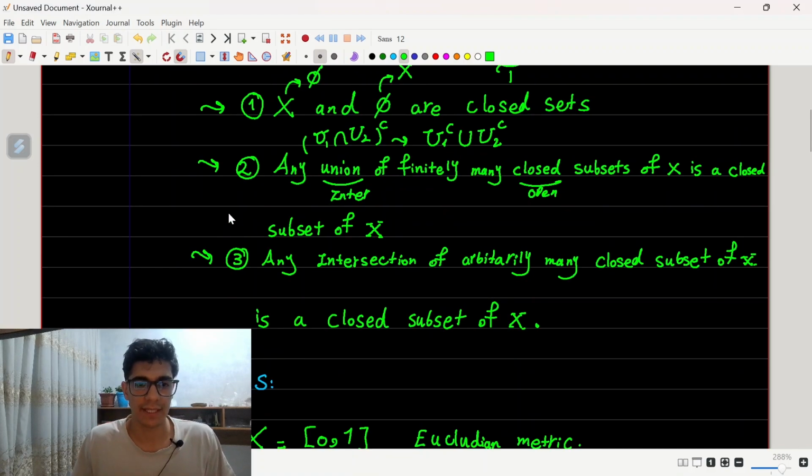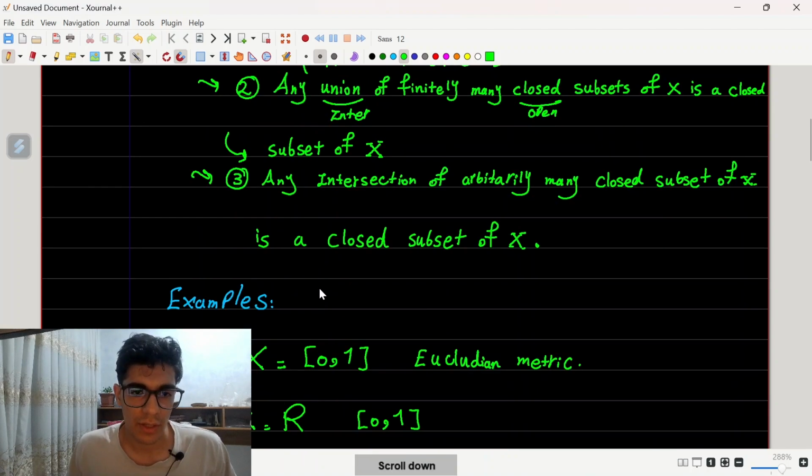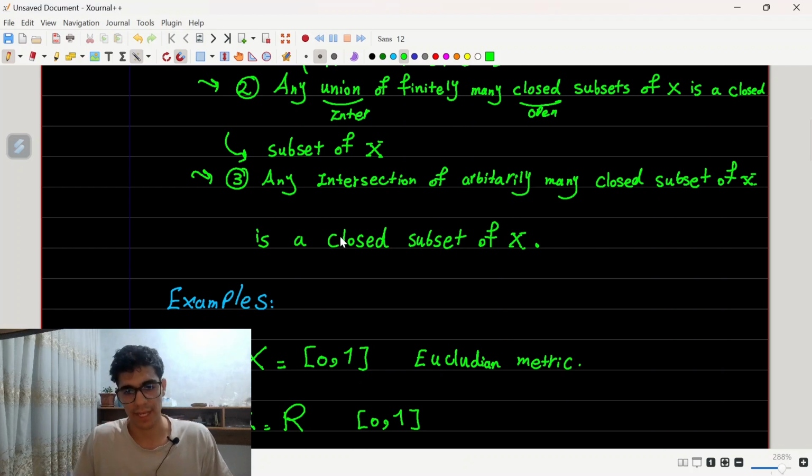And we have the same thing for the third one. Any intersection of arbitrarily many closed subsets of X is a closed subset of X. Again, you do the De Morgan thing on open sets, you get this. So let's go see some examples of closed sets.